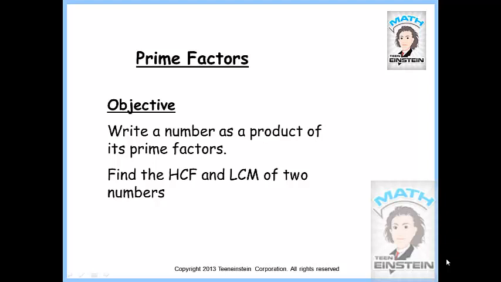In this video, I'm going to talk about the prime factors and how we can find the highest common factor and the lowest common multiple of two numbers using the prime factors. Okay, the objective of this video lesson: write a number as a product of its prime factors, and find the HCF and LCM of two numbers.